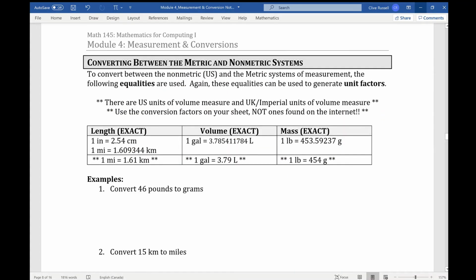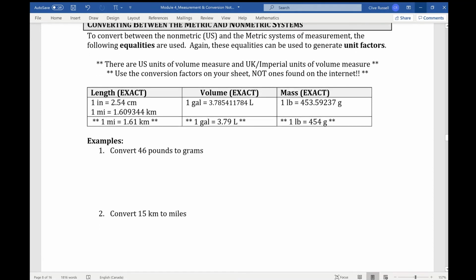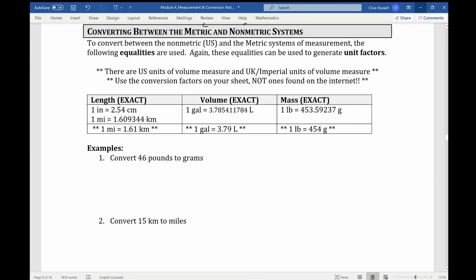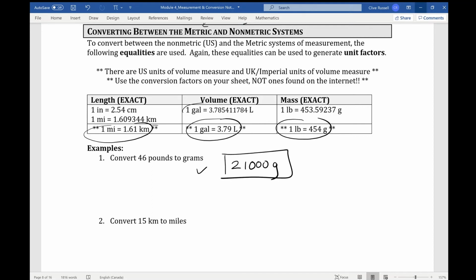We're going to now do converting between metric and non-metric, or metric and imperial. It's again, class, exactly the same thing, nothing new here. You just need to know what the conversions are, and then you make a unit factor, choose the appropriate one, and then round based on accuracy or number of significant digits. This is a little bit easier, so I'll skip this one. I'll just give you the answer, and you can verify it later on. It's going to be 21,000 grams.